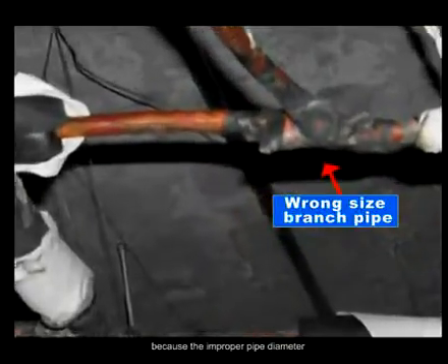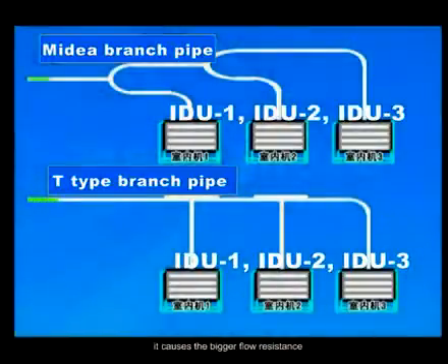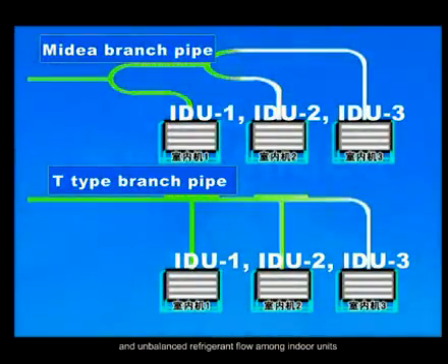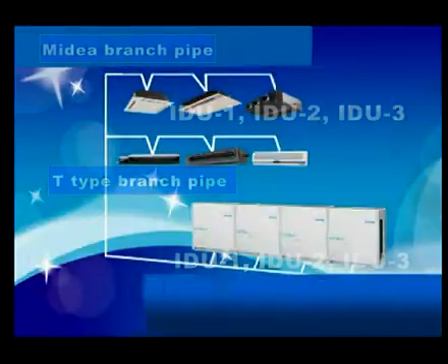6. An improper pipe diameter, electronic expansion valve, or branch joint is used. It causes bigger flow resistance, unbalanced refrigerant flow among indoor units, and a shorter lifespan of the products. If any of the above points exist, they can cause bad system operation performance. You must modify the mistake.